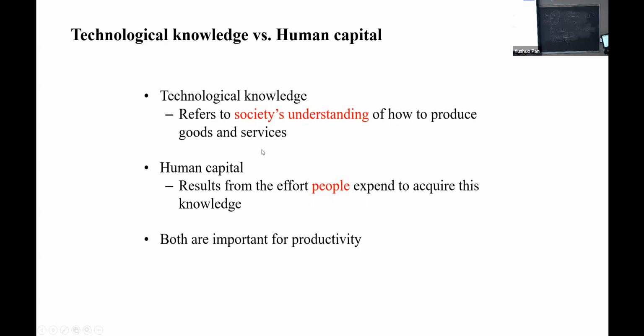For A, that's the society's understanding, which could be shared among all human beings. But human capital is just for the individual. If that person learns or gets educated in college, then that's the individual's choice. That's the difference between these two, and both are important for productivity. So how to distinguish these two is kind of important.